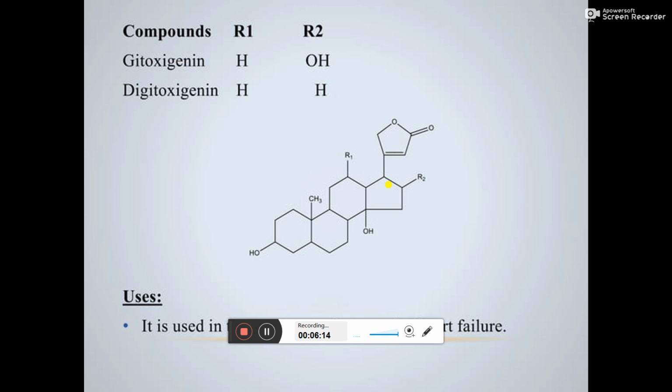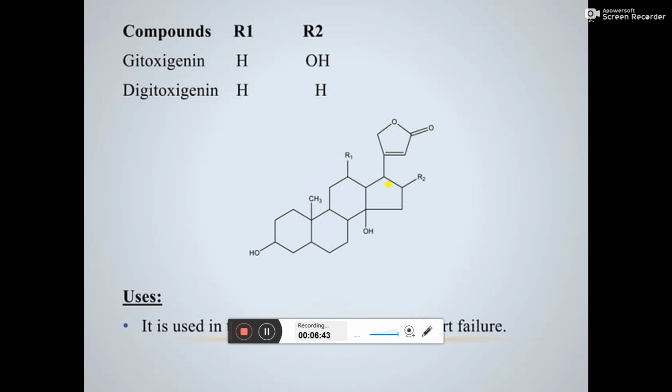Gitoxin contains one glucose molecule, and after hydrolysis of gitoxin it contains gitoxigenin plus 3 digitoxose sugars. Other than these glycosides, it also contains two saponin glycosides, that is digitonin and gitonin, and enzymes are also present in these digitalis leaves.